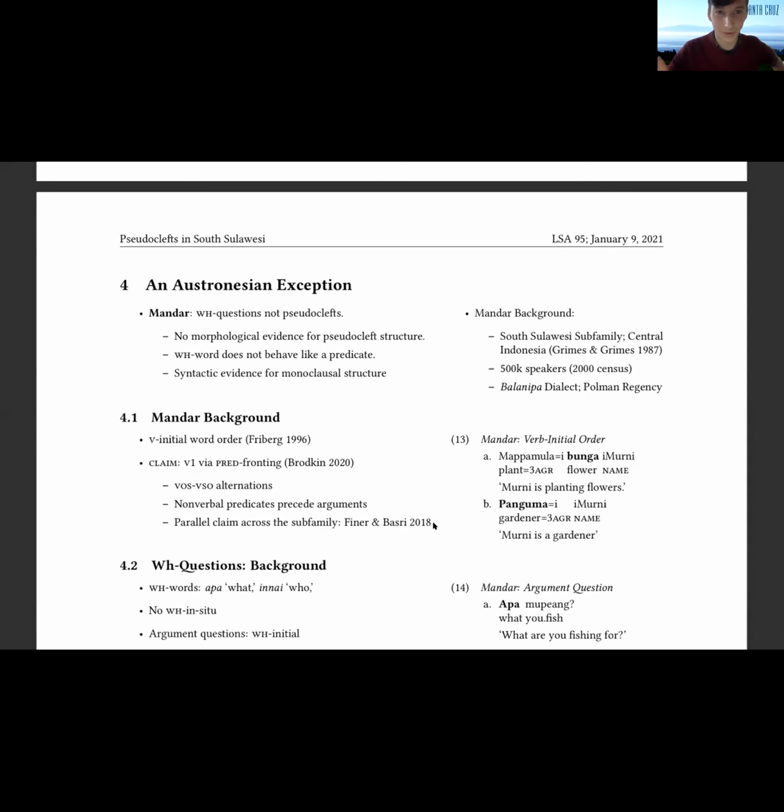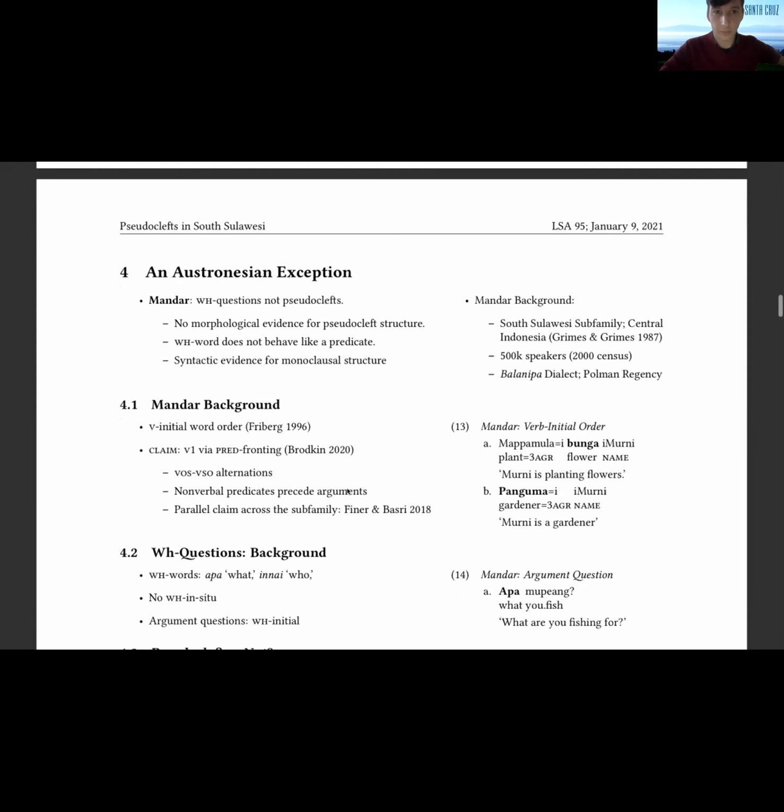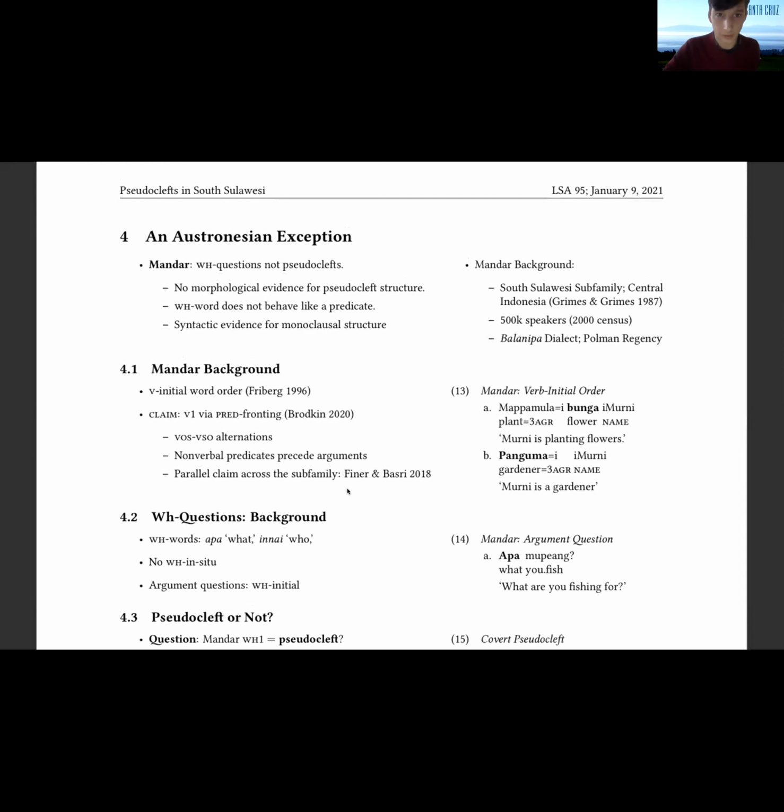There's probably a whole little family of exceptions on the island of Sulawesi. So today I will be laying out that one clear exception in Mandar, which is an Austronesian language spoken in central Indonesia, where WH questions just do not look like pseudoclefts. So this is a verb initial language, like many other Austronesian languages, and the verb initial order in this language appears to derive from an operation of predicate fronting.